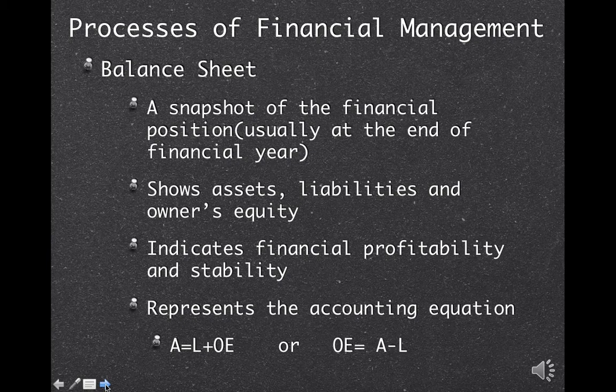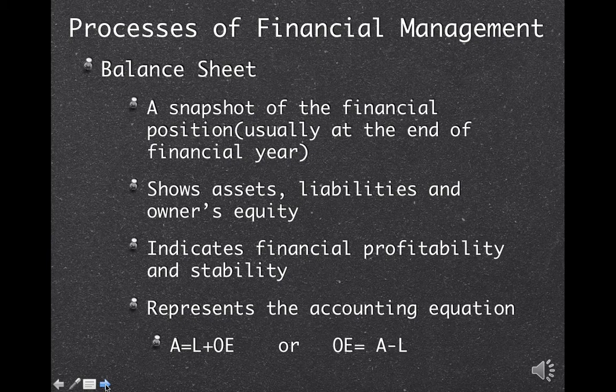It shows assets on one side, usually on the left side, and on the other side it shows liabilities on the right side. Included in the liabilities side of the balance sheet is owner's equity. It can show the financial stability and profitability of a business. It can tell us a snapshot of what assets, so the things that a business owns, and the liabilities, the things that a business owes, is shown at a particular time.